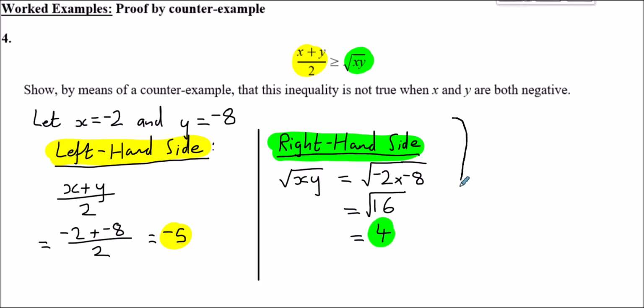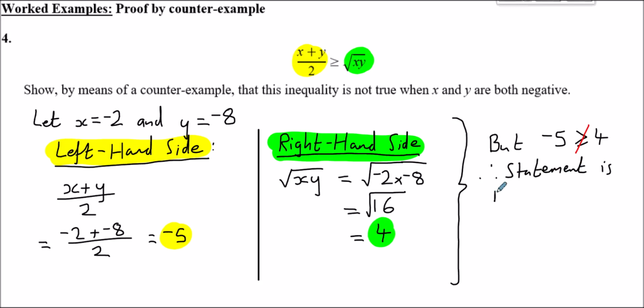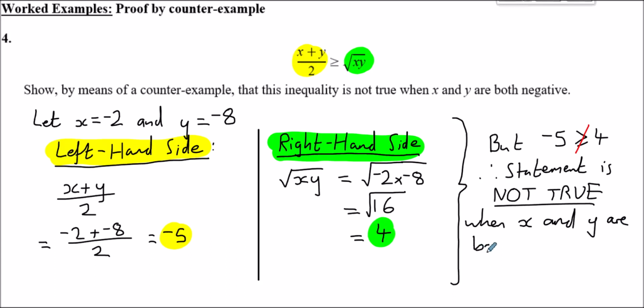So comparing these two, we can now say, but minus 5, is that greater than 4? Obviously, no, it's not. So that proves that the statement is not true. Therefore, we just conclude by saying the statement is not true when x and y are both negative. And that's all there is to it.